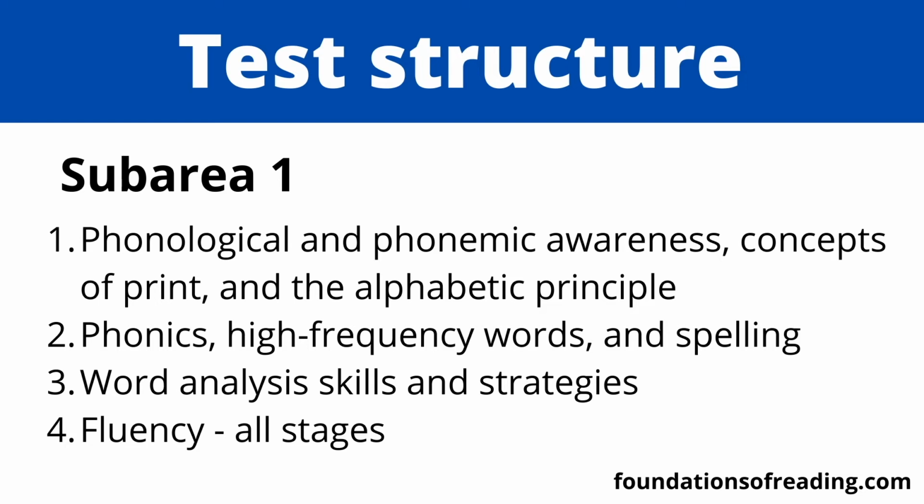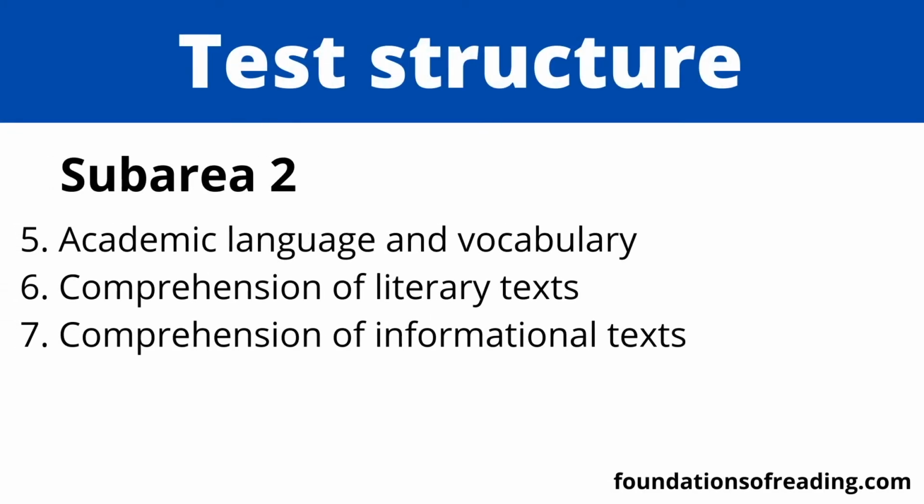Objective number 1 includes phonological and phonemic awareness, concepts of print, and the alphabetic principle. Objective number 2 within the sub-area number 1 includes phonics, high-frequency words, and spelling, which is also called orthography. Objective number 3 includes word analysis skills and strategies, including syllabication, structural or morphemic analysis, and orthographic skills. Objective number 4 is fluency at all stages, which includes accuracy, rate, and prosody. Let's continue to sub-area number 2.